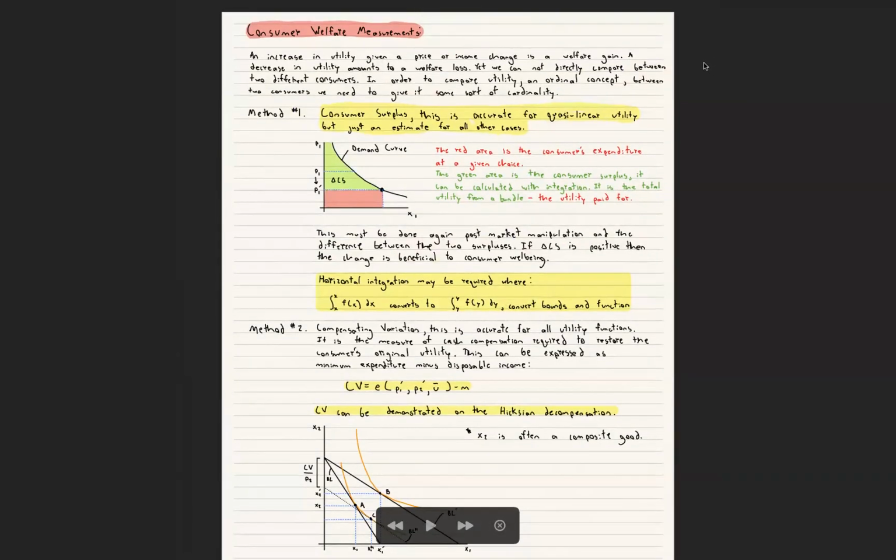Now we're going to touch on consumer welfare measurements. So an increase in utility given a price or an income change is a welfare gain. A decrease in utility amounts to a welfare loss, yet we cannot directly compare between the two consumers. In order to compare utility, which is an ordinal concept, as we have said many times before, between two consumers, we need to give it some sort of cardinality. Cardinality is basically just referring to magnitude and makes them comparable. So method number 1 of doing this is going to be looking at consumer surplus, which is accurate for all quasi-linear utility, but just an estimate for other cases.